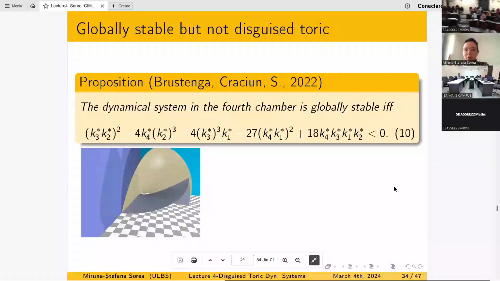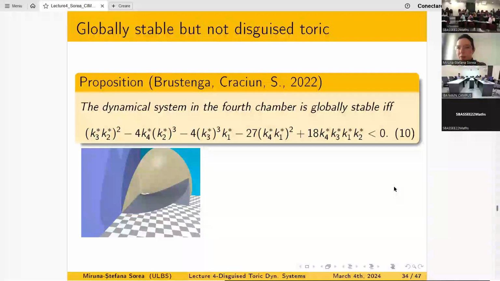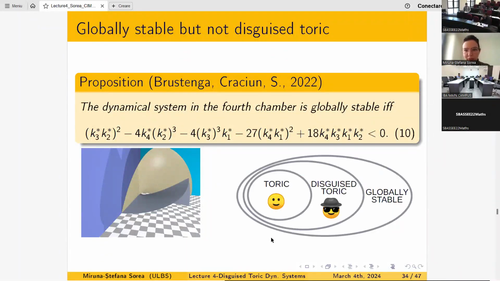Okay. Now, in the beginning, I was asking this question. If now we improved and enlarged the set with the disguised toric locus, do we cover all the globally stable systems? Because I had these inclusions, where we knew that there are globally stable systems that are not toric. And the question is whether, with the disguised toric, we end up having all the globally stable systems. Finally, I can give the answer to this question. It turns out that no, we have a strict inclusion.